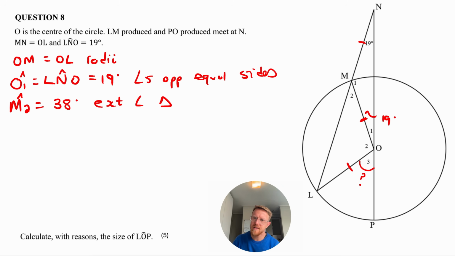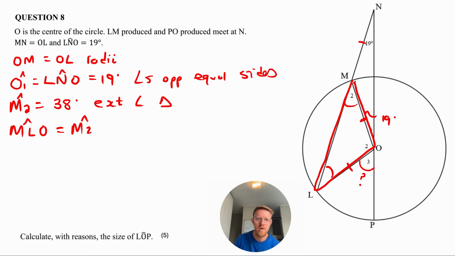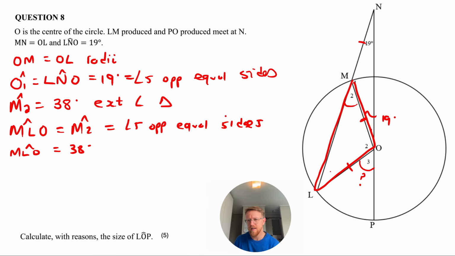Now, if you look inside this triangle, it's also isosceles. And so this angle is going to be the same as this one. So angle MLO is going to be equal to angle M2, and that's because we've got angles opposite equal sides. So then we can say that angle MLO is also going to be 38. So now we have 38 over here.